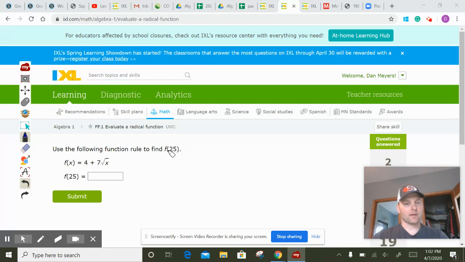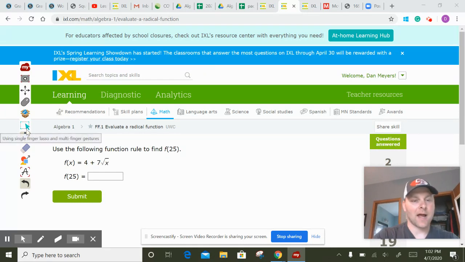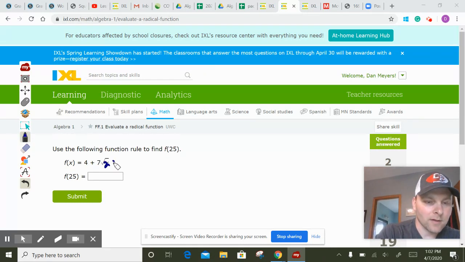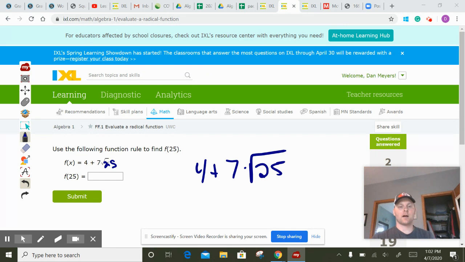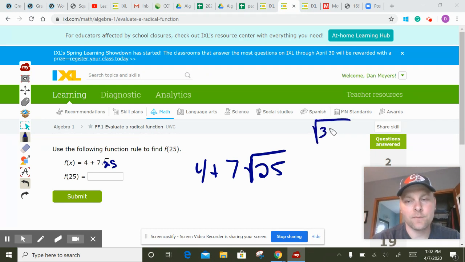Let's try another one here. This one says to do f of 25. So we're substituting a 25 in for x and into the equation named f. So 4 plus 7 times the square root of 25. Just make sure you're always following the order of operations. And this square root symbol acts like a parentheses. So if there was math to do under the square root symbol, let's say you had 30 plus 6 under there, we would solve that before doing the square root. It acts just like it's a parentheses.